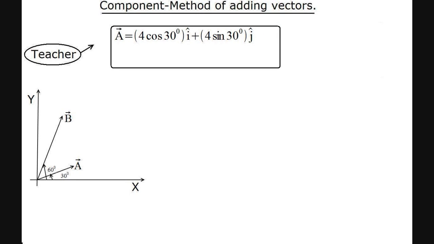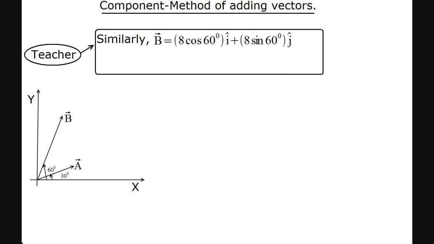Therefore, a bar is equal to 4 cos 30 times i hat plus 4 sin 30 times j hat, which is equal to 2 root 3 times i hat plus 2 times j hat. Similarly, b bar is equal to 8 cos 60 times i hat plus 8 sin 60 times j hat, which is equal to 4 times i hat plus 4 root 3 times j hat.